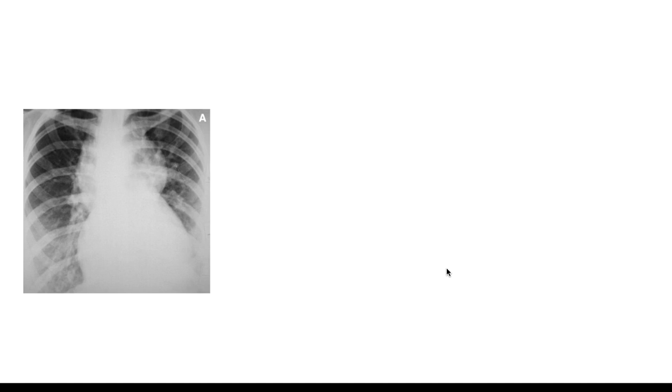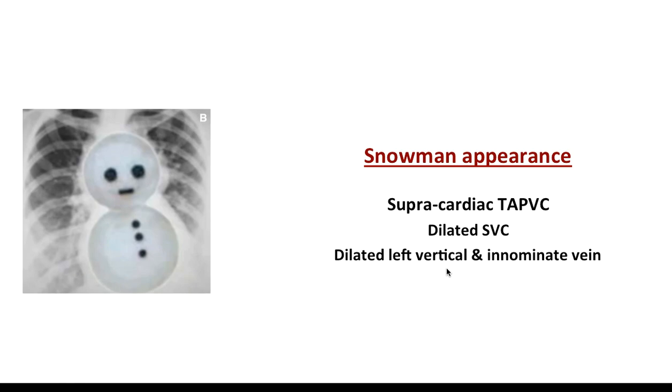Finally, this is the final X-ray. Again, a very classical X-ray seen in a cyanotic heart disease. So this is the snowman appearance or figure of 8 appearance, right? So this is seen in total anomalous pulmonary venous connection, supracardiac variety, right? Not the intracardiac variety. So supracardiac TAPVC has a snowman appearance on a chest X-ray, and it is seen because of the dilated superior vena cava and dilated left vertical and innominate vein, which forms the head of this snowman, right?